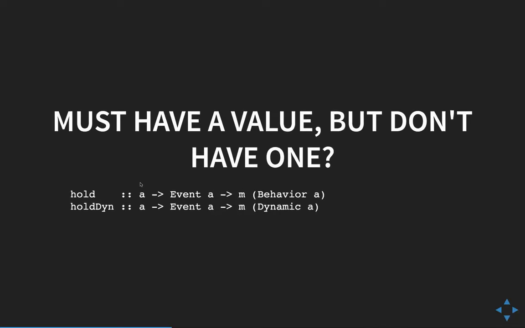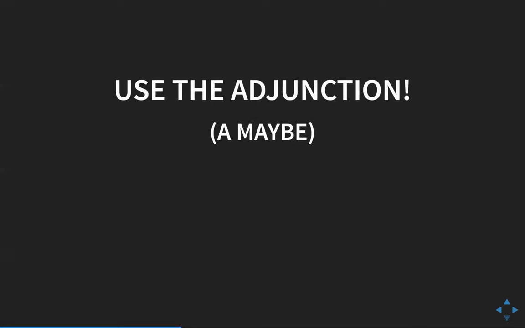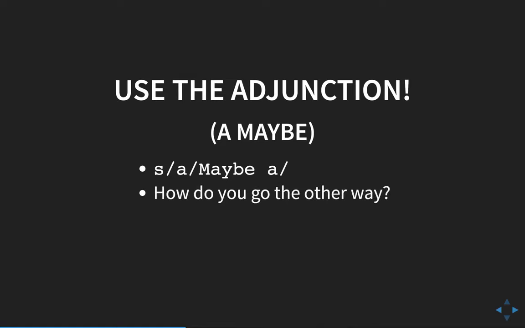Now, existence and Maybe. If you look at these hold functions, they require you to pass an A. What if you don't have an A? What do you pass in? Use the adjunction, as you're going to learn in Runar's talk, which is a Maybe. And essentially, all you have to do is a rote substitution of, instead of A, I'm going to use Maybe A there.